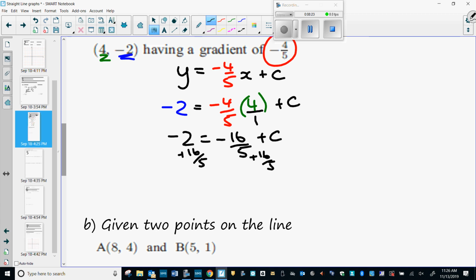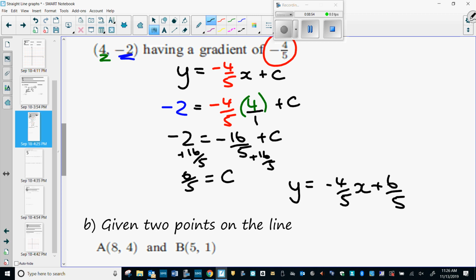6/5 equals c. Okay, so c is equal to 6/5. Where does that go? At the end where the c was. So y equals -4/5 x plus 6/5.